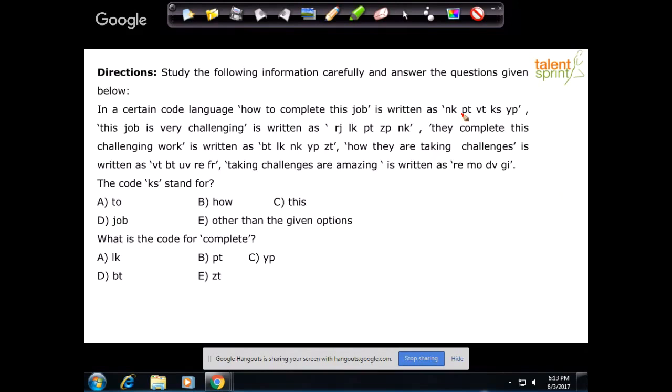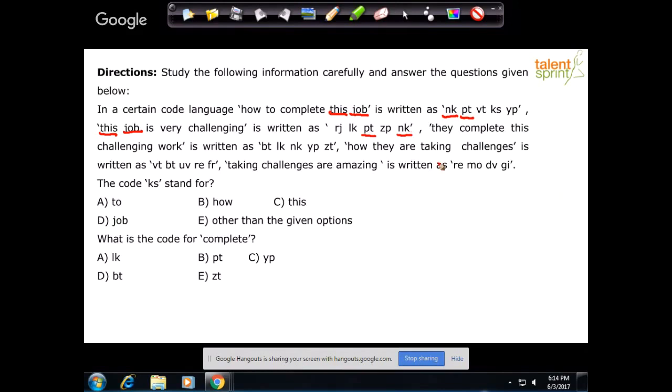Okay. Now, notice the first and the second sentence, boys and girls. You will notice that the word job and the word this are common in these two sentences, which means that the code has to be common. The code for job and this has to very much be there. So if you notice PT, PT, and also NK and NK are common. Now here we cannot be sure what this stands for and what job stands for.